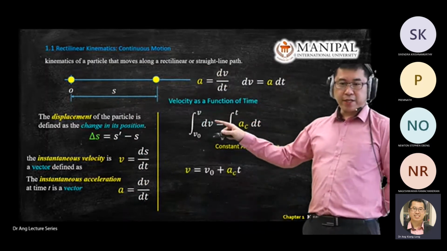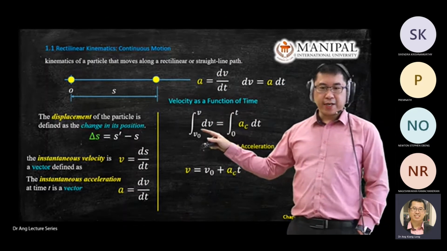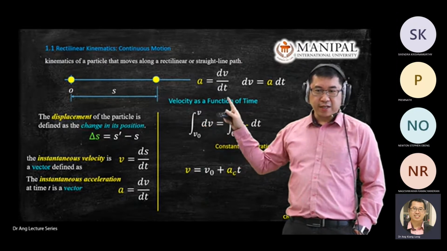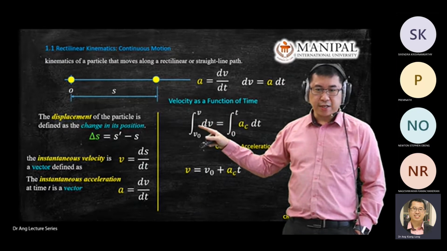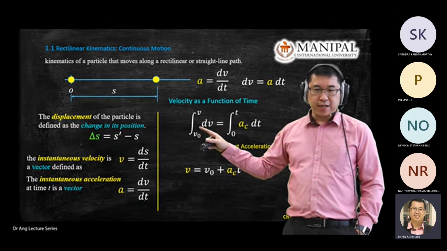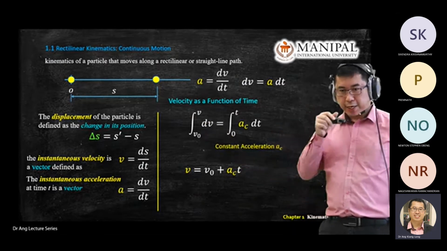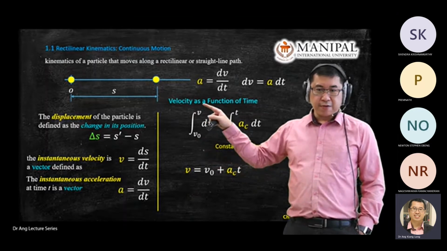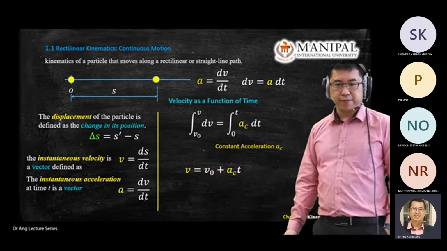So when you integrate from here to here, you'll get this one. Actually, this one is 1. There's 1, although there's nothing here, actually there's 1 inside the integration. So when you integrate this one, you'll take v minus v0, the final velocity minus the initial velocity, you get v.